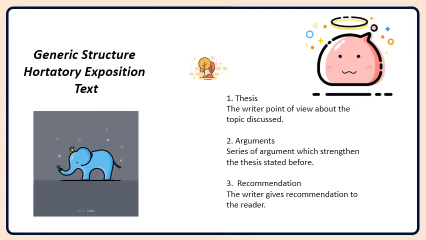Generic structure of hortatory exposition. 1. Thesis. The writer's point of view about the topic discussed. 2. Argument. A series of arguments which strengthen the thesis started before. 3. Recommendation. The writer gives a recommendation to the reader.